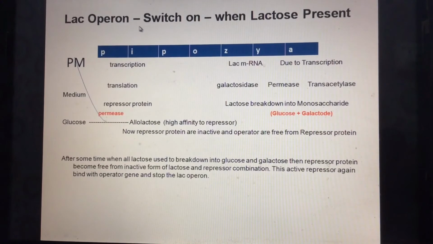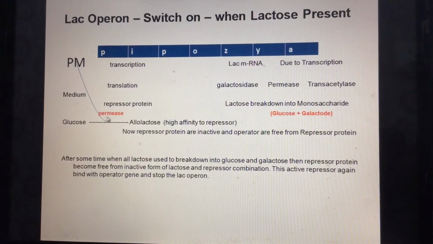Now when the Lac Operon is switched on, in this medium, this is the plasma membrane, and lactose is present here. Lactose is converted to allolactose. I wrote glucose here, but this is not glucose, this is lactose and allolactose. The repressor gene region produces the transcription process, the repressor mRNA molecules, which go for repressor protein formation after translation.